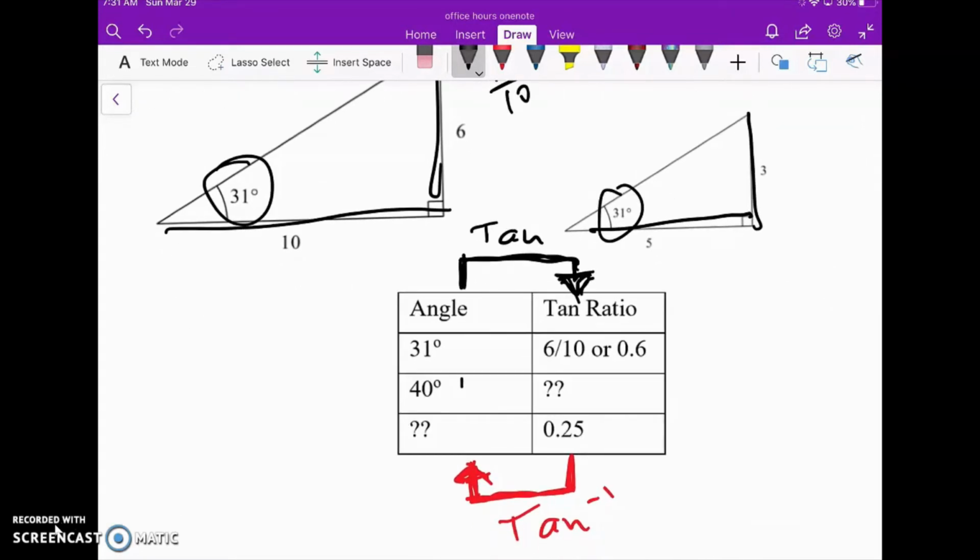In general, if you have the angle, then you can use the tan function on the calculator to get an excellent estimate for the tan ratio. On the other hand, if you have the tan ratio already, you can use the inverse tan key on the calculator to get an excellent decimal estimate for the angle.